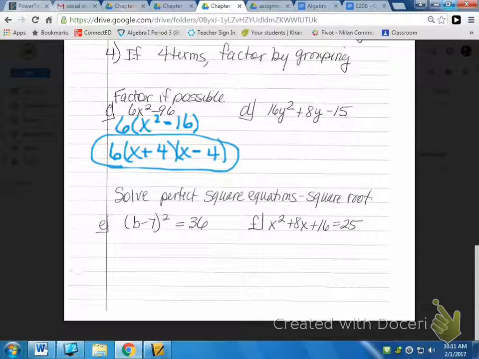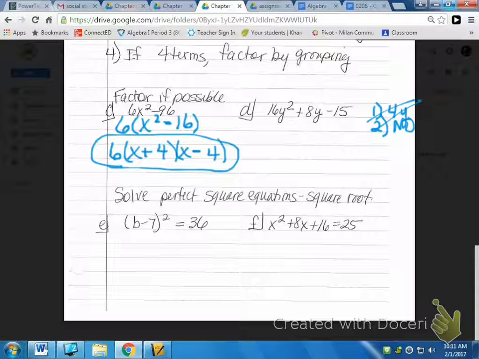Okay, example D, 16y squared plus 8y minus 15. Are there any greatest common factors in that? No. Okay, then, it's a trinomial, so we're going to ask about perfect squares. Question 1, is the first term a perfect square? Yes. What's its square root? 4y. Question 2, is negative 15 a perfect square? No. Definitely not, so that is out.